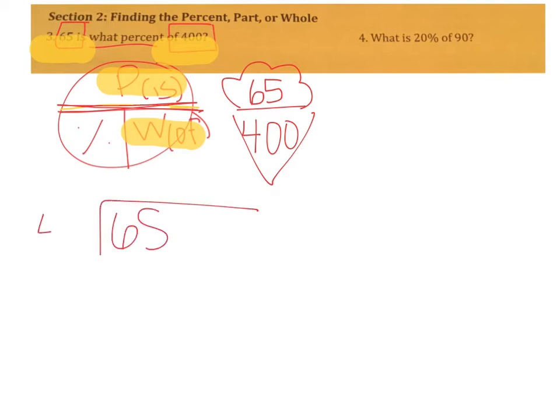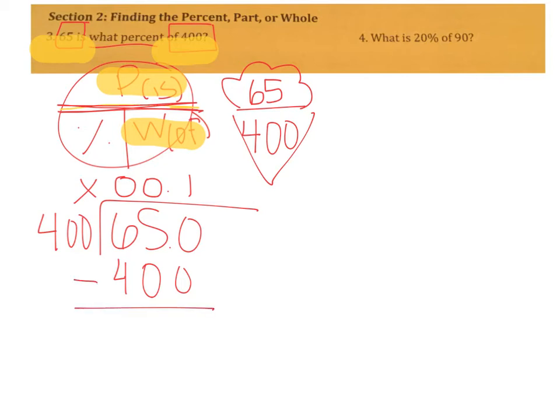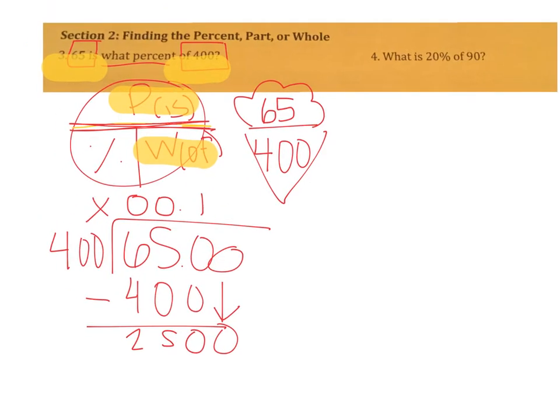So I'm going to use my ice cream method to help me divide. 65 divided by 400. So 400 doesn't go into 6 or 65, so I'm going to put zeros on top, add a decimal, bring it up, and add a 0. 400 goes into 650 one time. 1 times 400 is 400. When I subtract, I'll get 0 minus 0 is 0, 5 minus 0 is 5, and 6 minus 4 is 2. Add a 0, bring it down. 400 goes into 2,500 6 times.